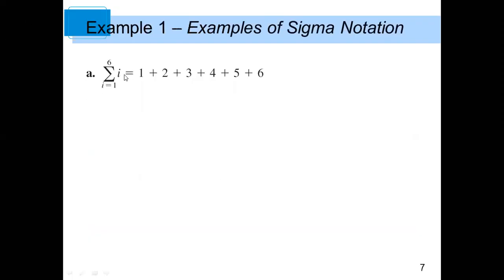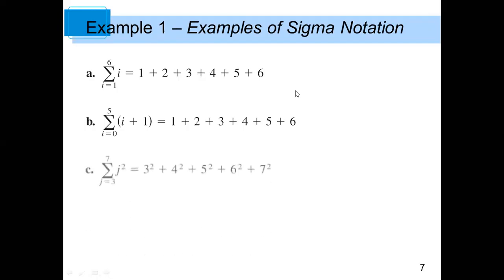Okay, so the sum of i as i goes from 1 to 6 is just plugging 1 through 6 in for i and adding them together: 1, 2, 3, 4, 5, 6. If it's i plus 1, and you have i equals 0 to 5, you start at 0 and go up to 5 and plug in i plus 1. So 0 plus 1 is the first term, 1 plus 1 is the second term, then 2 plus 1, 3 plus 1, 4 plus 1, 5 plus 1, and so forth. You can make them as complicated as you want.